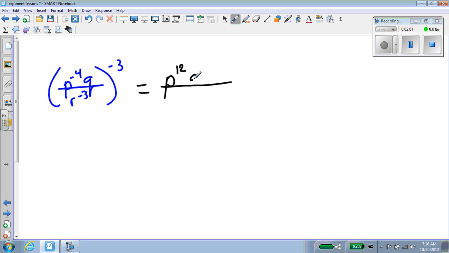Q to the first raised to the negative third, so q to the negative third, r to the negative third raised to the negative third, so r to the ninth. By using the power of a power rule first, I notice that two of these things get to stay. P to the 12th is already where it belongs. R to the ninth is already where it belongs. It's just the q to the negative third, which should actually be in the reciprocal spot, which would be the denominator in this case.